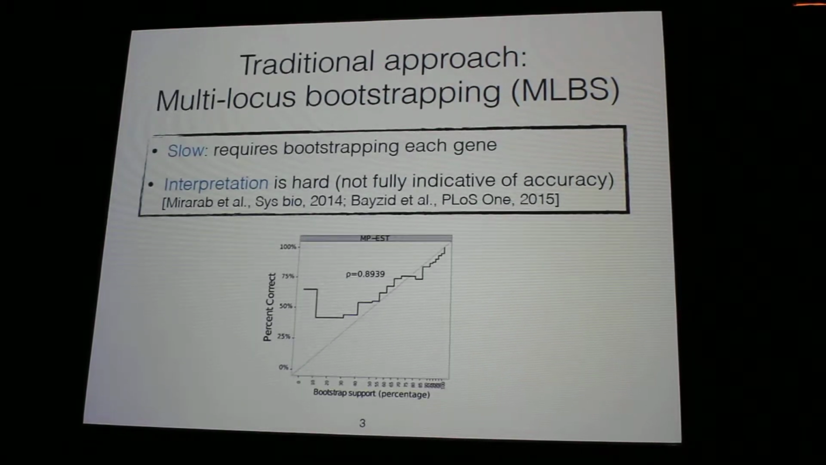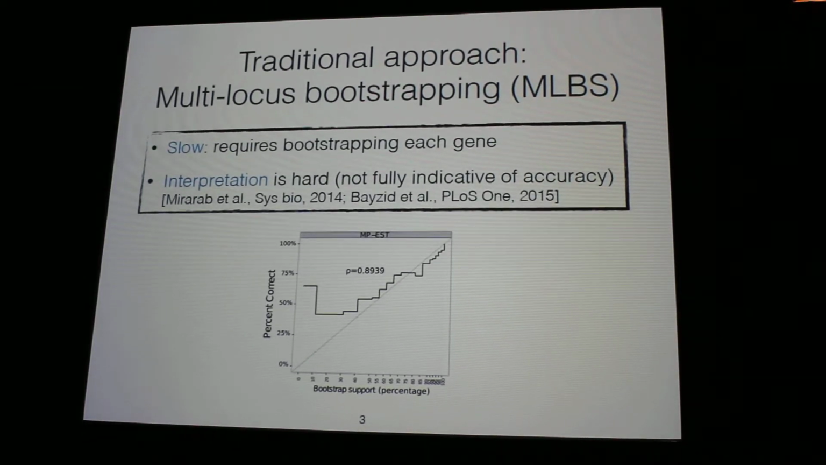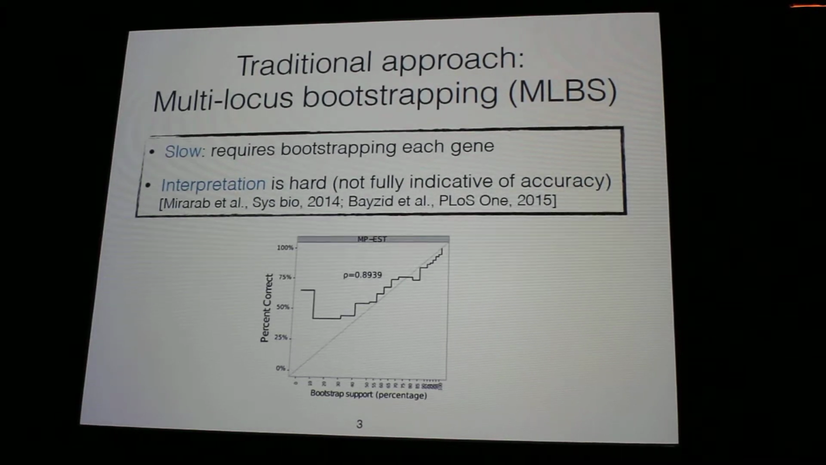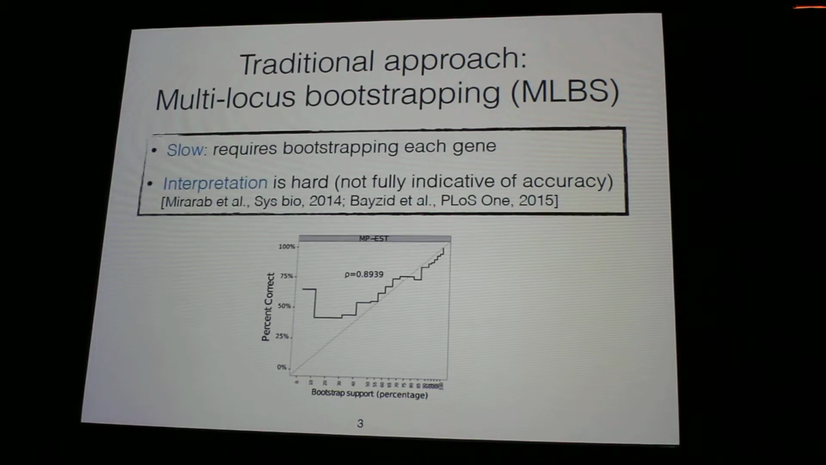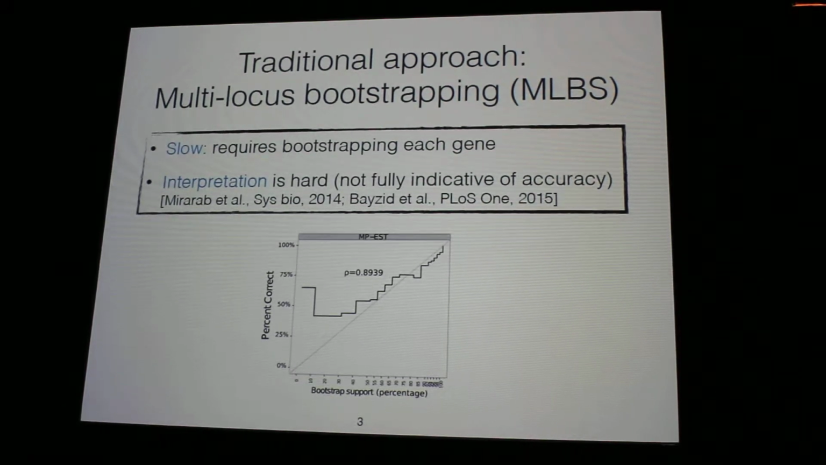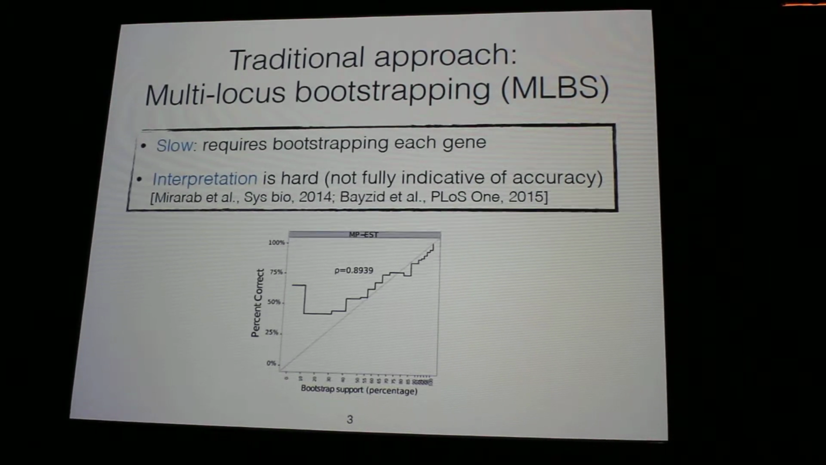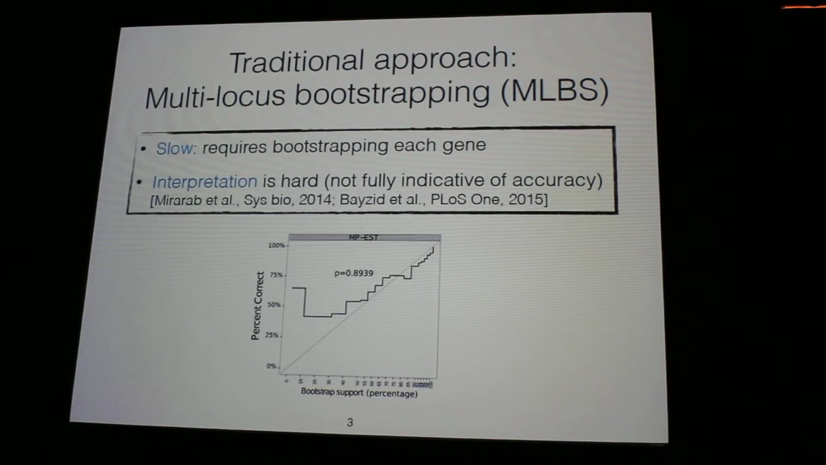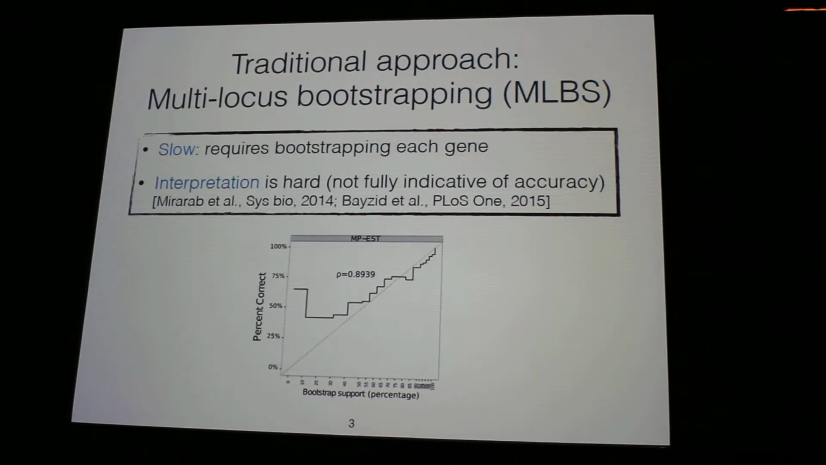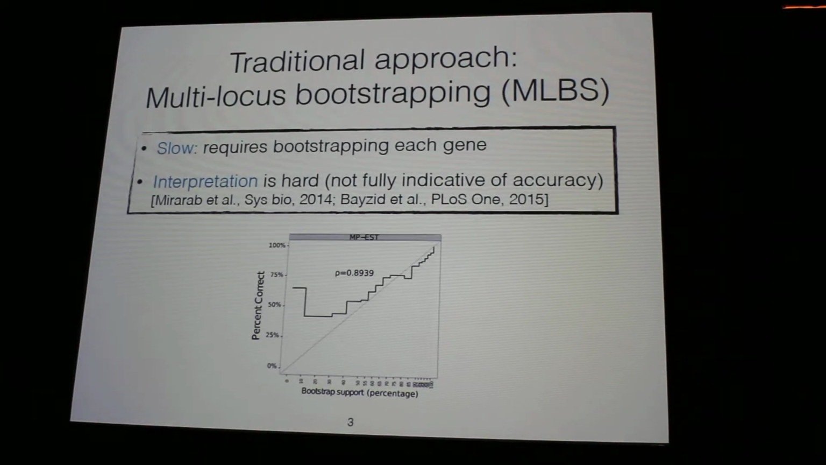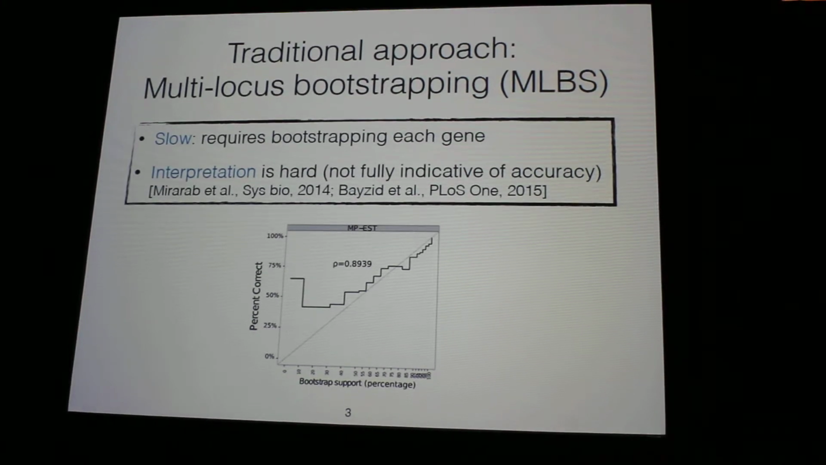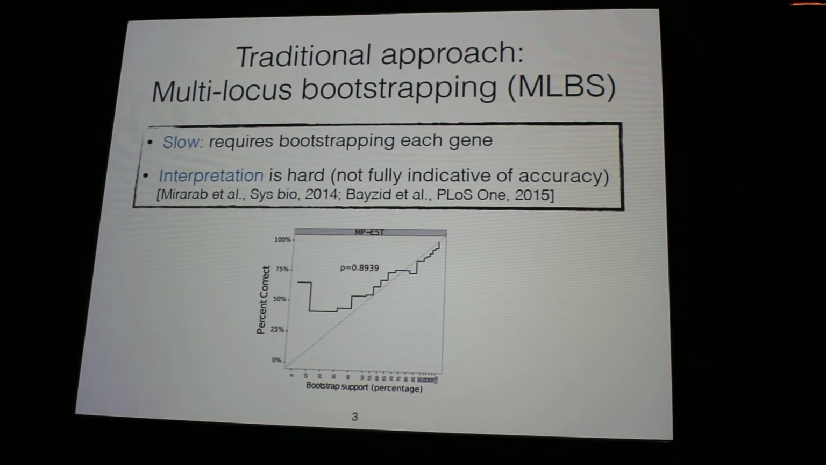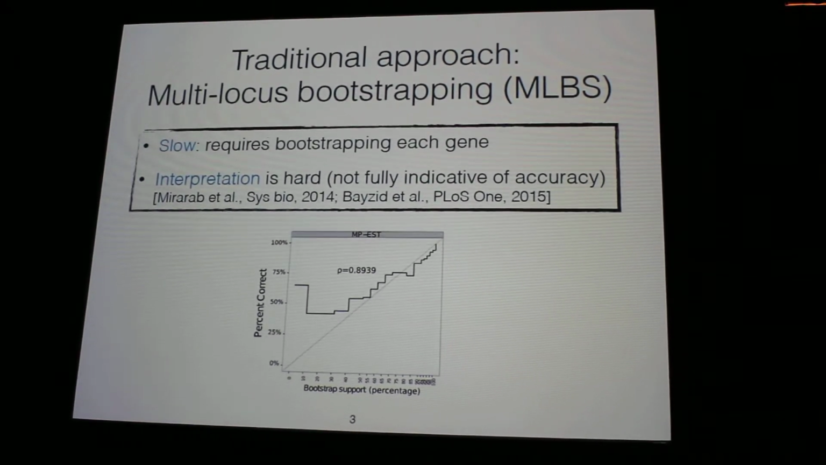The way people do it right now is using multi-locus bootstrapping, the traditional approach, which is a little bit slow. It's parallelizable, so it's usually doable, but it's slow because you have to bootstrap every single gene. And then there are some issues about how you interpret the results that you get. We showed a few years back that if you interpret bootstrap support from multi-locus bootstrapping as, what's the chance that the branch is correct, you get some weird patterns.